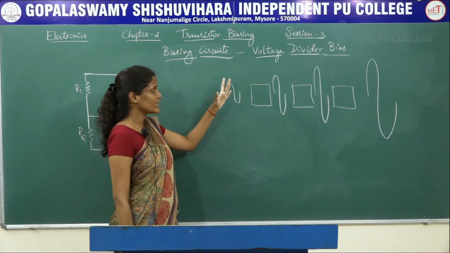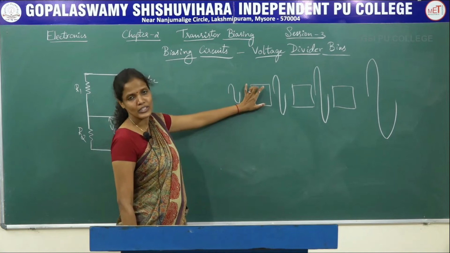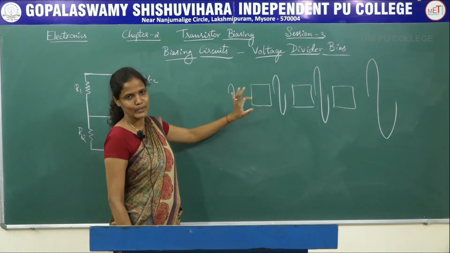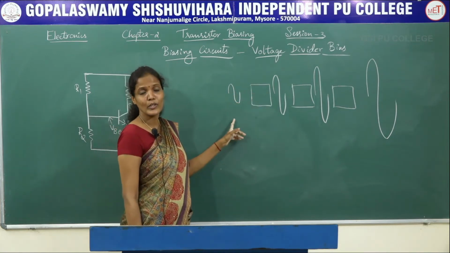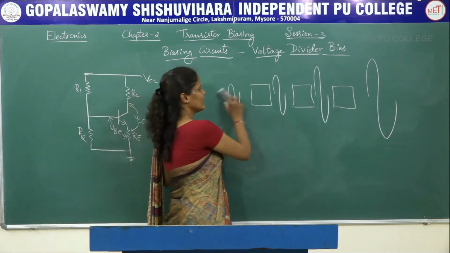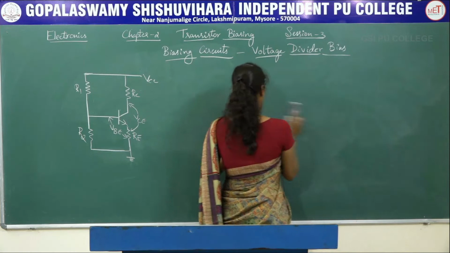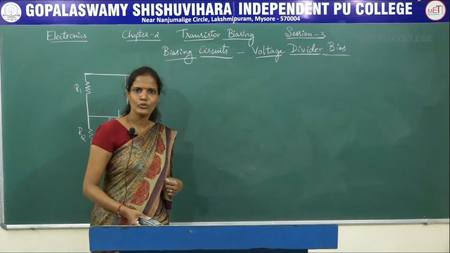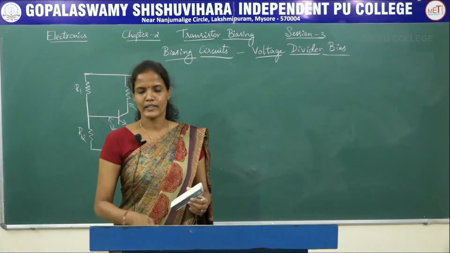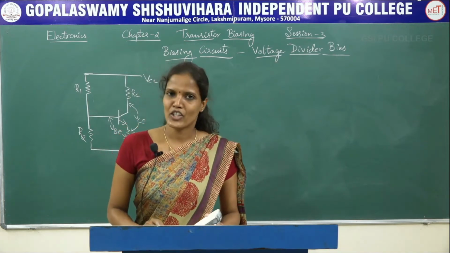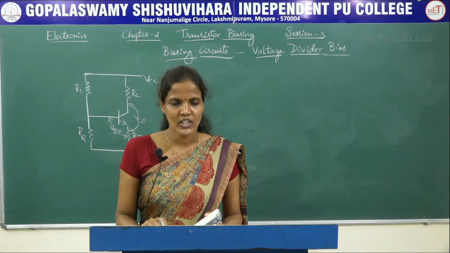So this voltage divider bias is used in the initial stage of the amplifier circuit, the initial stage of the multi-stage amplifier. Now let us try to understand what is this voltage divider bias. In the earlier topic I told you that I cannot use that particular circuit because whenever there is a change in temperature, the beta value will be changing.